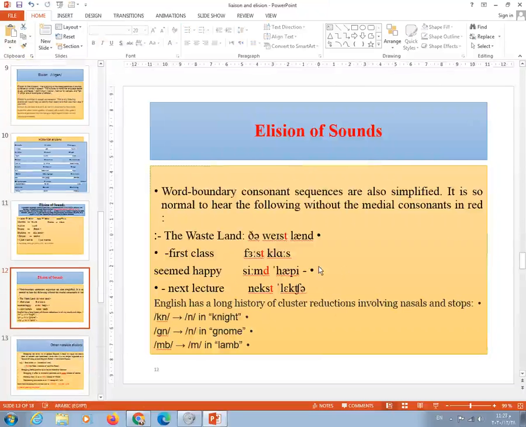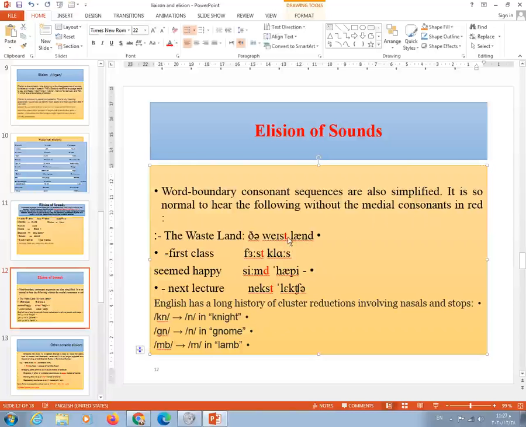Okay, look here, sometimes again the same thing: "the wasteland", okay, no T. The wasteland, first class, or "first class", no R. Okay, no T. "Seem happy", no G: "seem happy". Okay, happy, and next lecture.